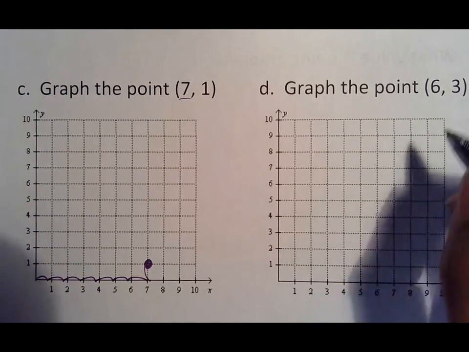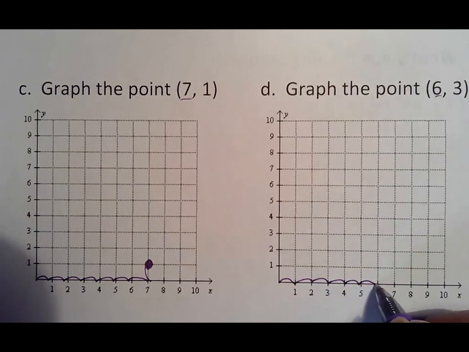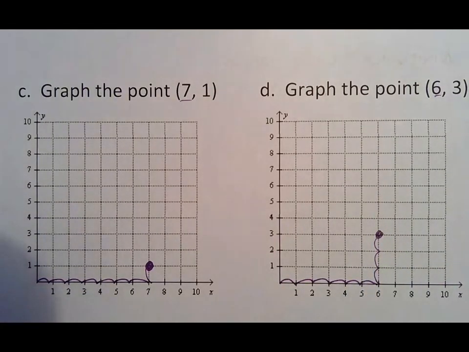Graph the point (6, 3). Again, this is telling me to go 6 forward. 1, 2, 3, 4, 5, 6, and then 3 means go 3 up. 1, 2, 3, which gives me that part there. Alright.